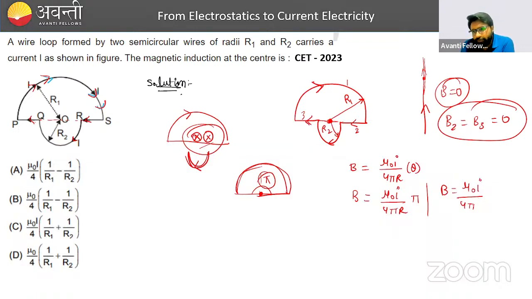For the lower loop it is 4 pi r2 into pi. Pi and pi will get cancelled out. So if you calculate B net, it is equal to B1 plus B2. Now direction-wise, both the fields are inward, so they will be adding up: mu naught I upon 4 pi into 1 upon r1 plus 1 upon r2.